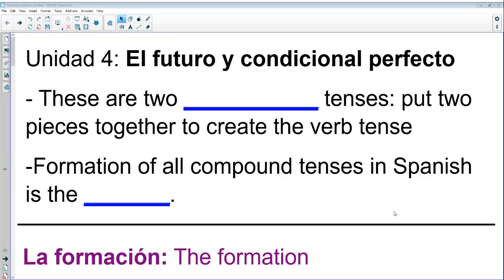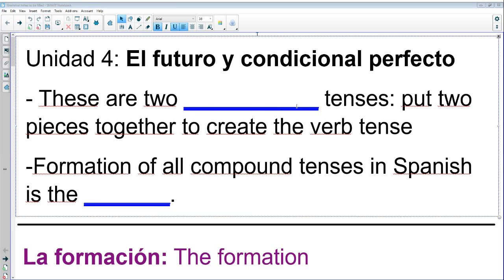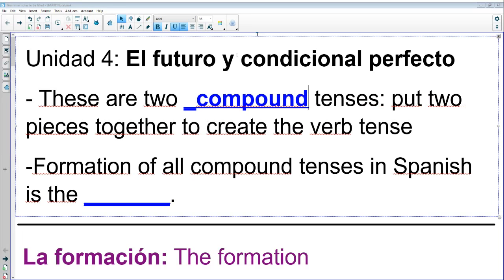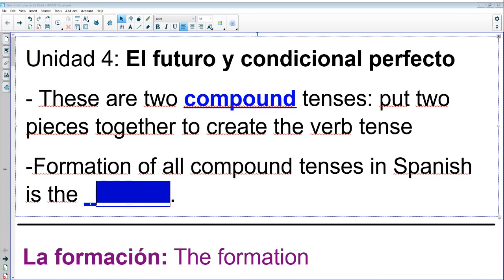So let's get started. Unidad 4. El futuro y condicional perfecto. The future and conditional perfect. So the future and conditional perfect are both compound tenses, which means that, like in English, anything compound includes two pieces. So you put the two pieces together to create the verb tense. You must have both parts. If you don't have both parts, it is not a compound tense. In addition, in Spanish, all compound tenses are formed the same way.